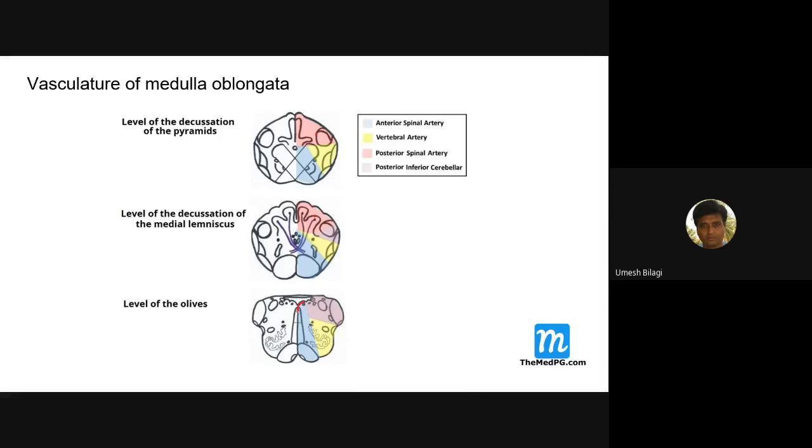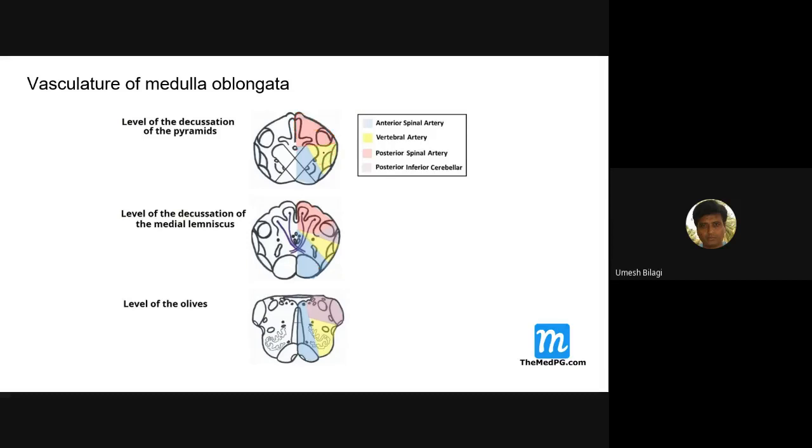So one thing you should remember: this part, anterior medial, is the anterior spinal artery. The anterior spinal artery is supplying the medial part of the medulla oblongata. When it comes down, it is like this. And this one is the posterior spinal artery, which is seen here but not seen here. And this one is the vertebral artery.